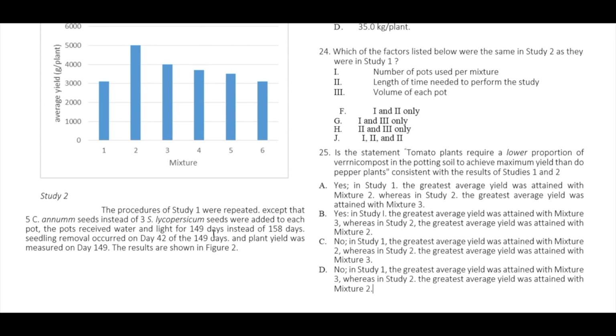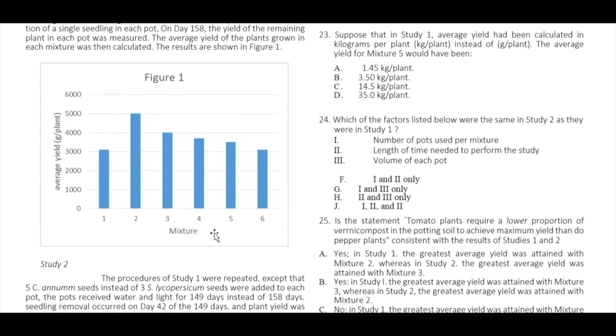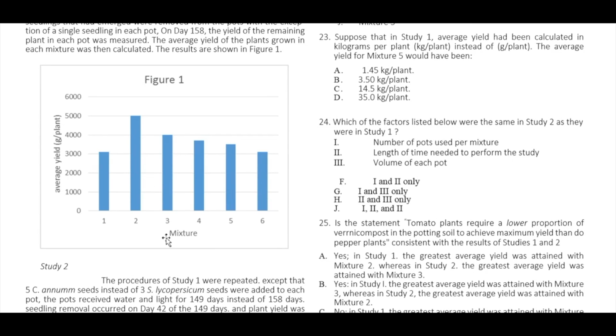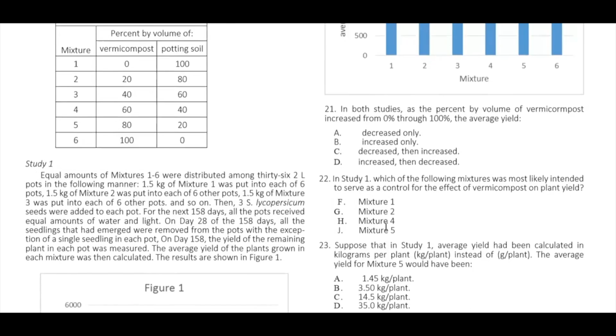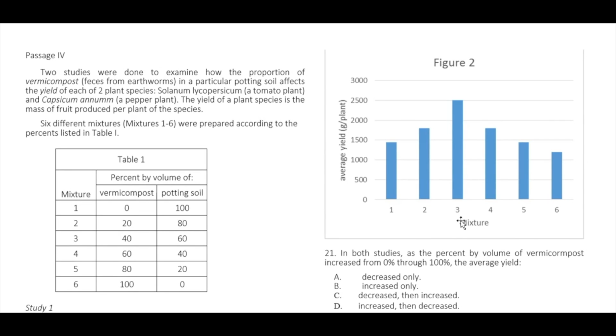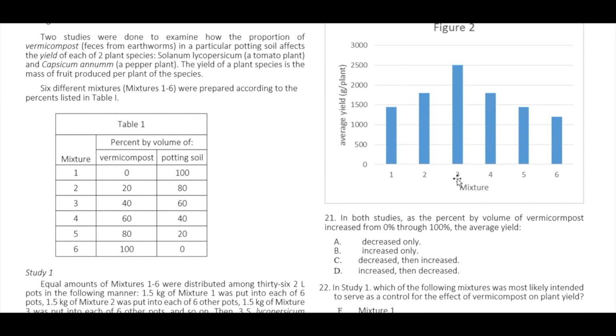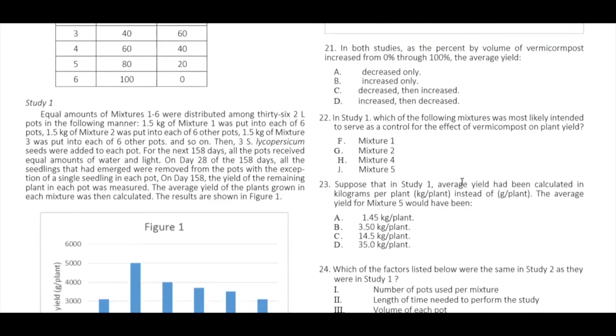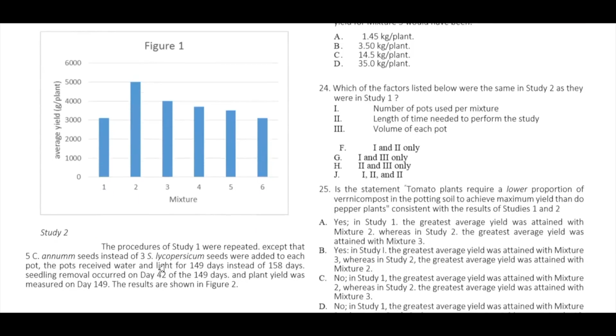So now that we know that study 1 used tomato plants and study 2 used peppers, we can evaluate where the maximum yield occurred. Looking at the results from study 1 in figure 1, we see that the maximum yield occurred in mixture 2. Looking at study 2, we see that the maximum yield occurred with mixture 3. So in study 2, we needed a mixture 3 instead of mixture 2 to get the maximum yield.